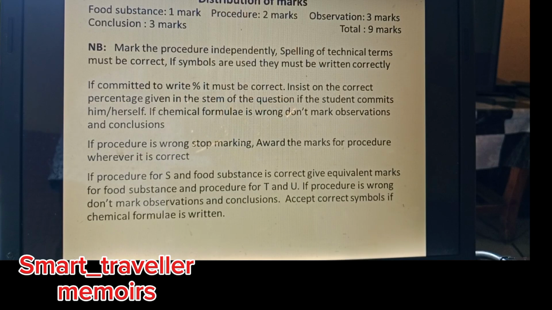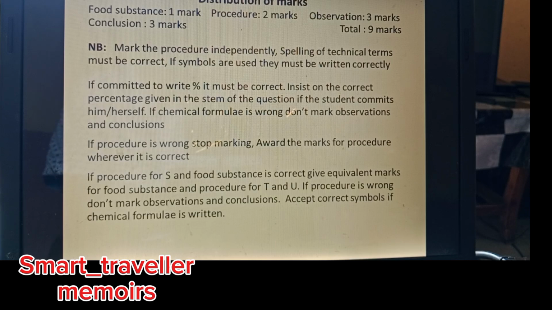Distribution of the marks, as I said: food substance is 1 mark, procedure is 2 marks, observation is 3 marks, conclusion is 3 marks, total 9 marks. So you are supposed to mark the procedure independently. Spelling of technical terms must be correct. If symbols are used, they must be written correctly.